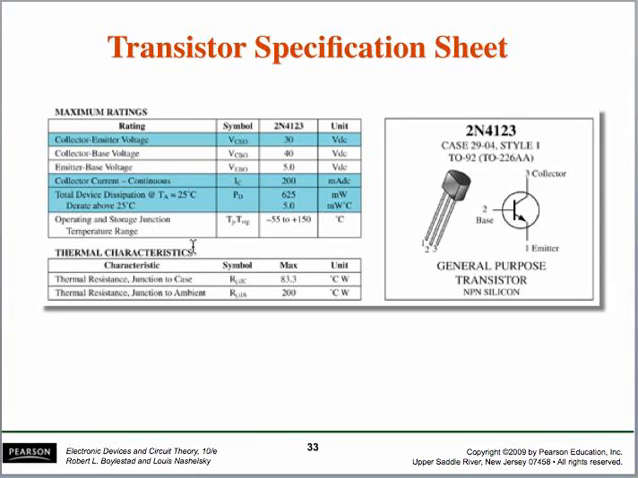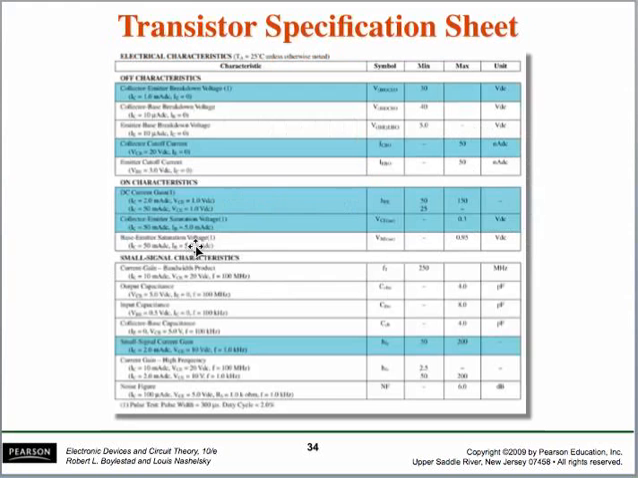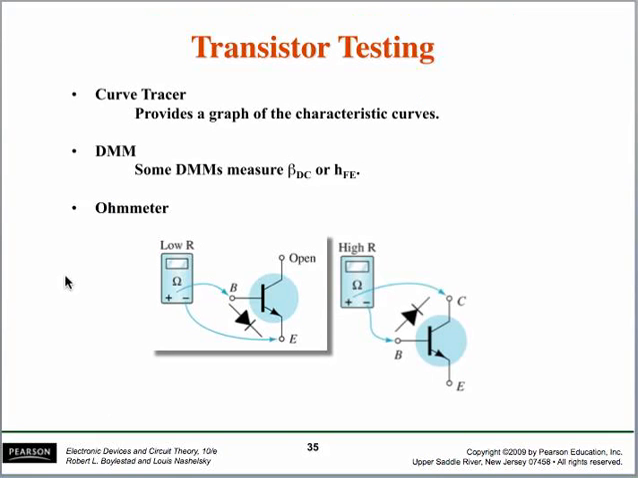This is a typical transistor specification sheet. There's a maximum rating listed in the sheet: maximum CE voltage, maximum BE voltage, maximum collector base voltage, and also the thermal characteristics of the transistor, and the total power dissipation at a controlled environment, usually at 25 degrees Celsius, and some other information, small signal characteristics, and on and off characteristics. A transistor can be tested by using common equipment which can be found in your lab, which are curve tracer, digital multimeter, and ohmmeter.